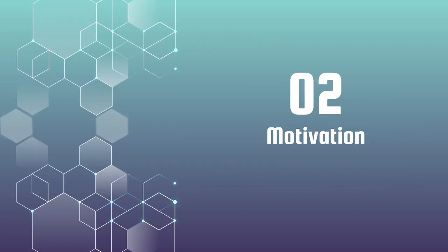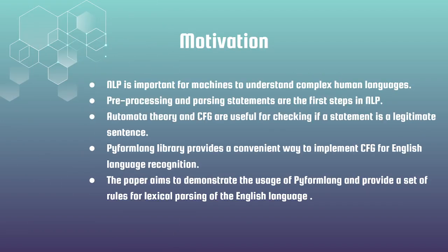Moving on, we have the motivation of this paper. The motivation is to utilize the Python library and context-free grammar, which is called CFG. This is done in order to create an English language recognizer. Firstly, the paper focuses on the pre-processing and parsing of sentences to determine if they are valid in the English language. This approach allows machines to understand and process complex human languages, thereby advancing natural language processing (NLP) capabilities.